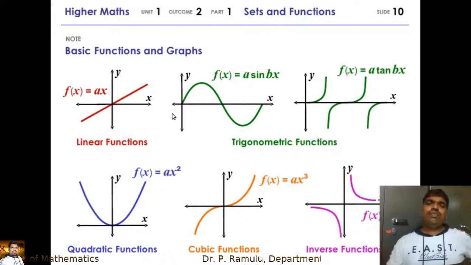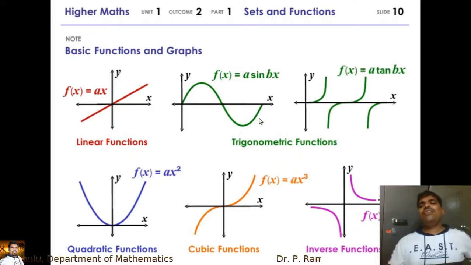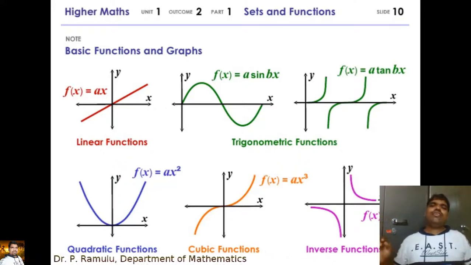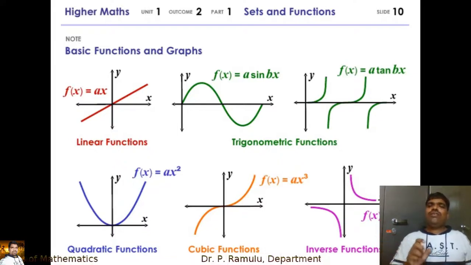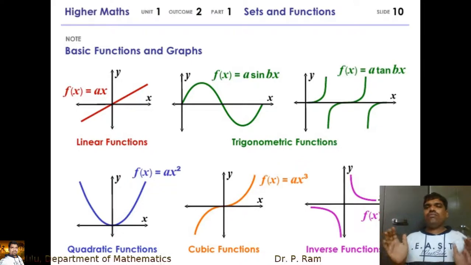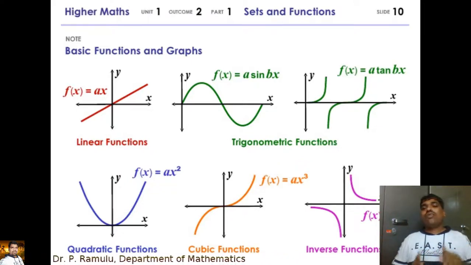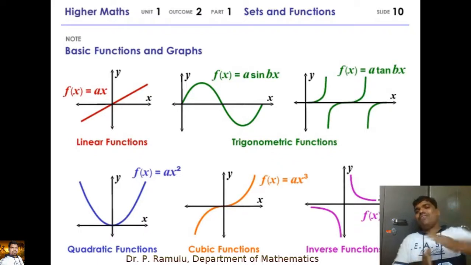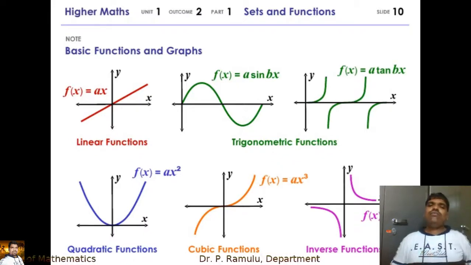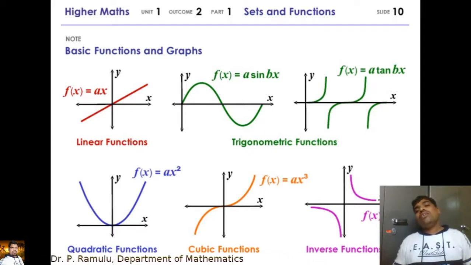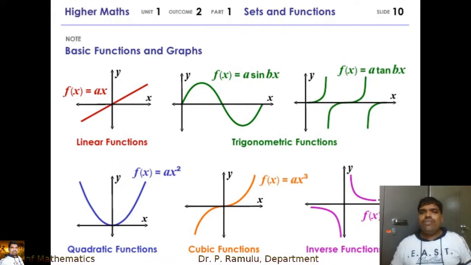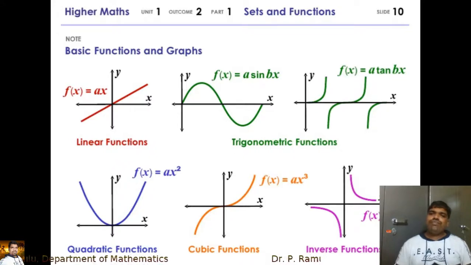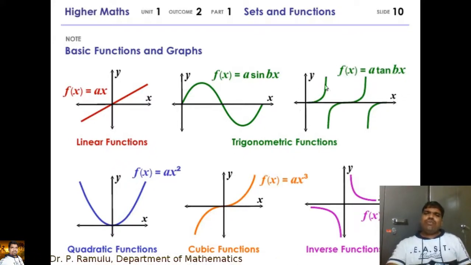This is A sin Bx. That means the graph shape cannot be changed, but ups and downs happen. The graph shape is like this only. Depending on A and B, the size will be like this. It cannot go beyond minus 1 to 1 in the basic case, but depending on the value, it moves like this. If we multiply by A, the graph lies between minus A and A only. The graph is between minus A and A only. A times A graph looks the same.